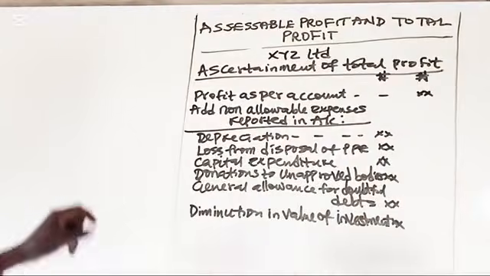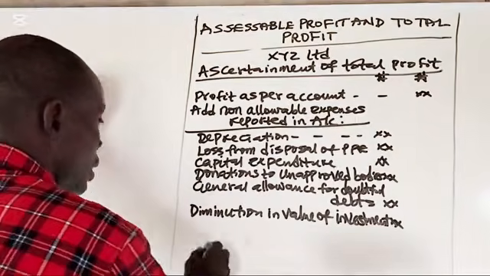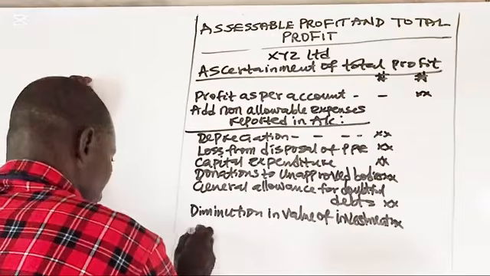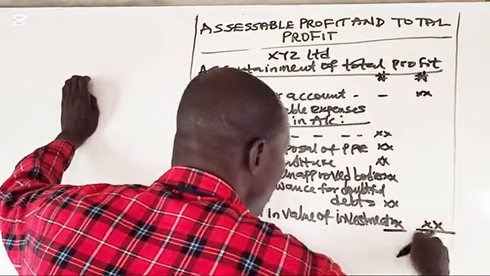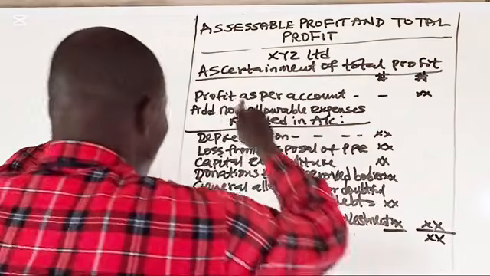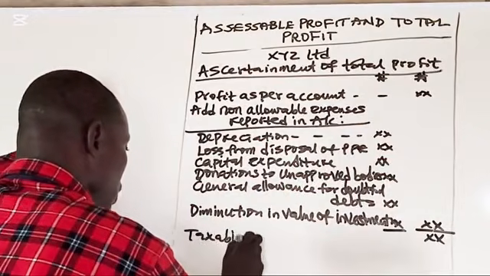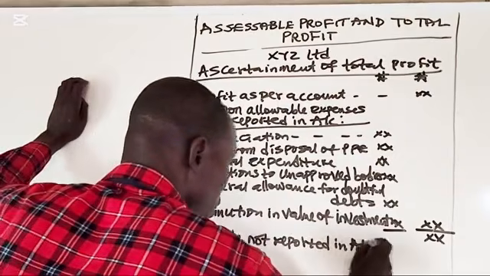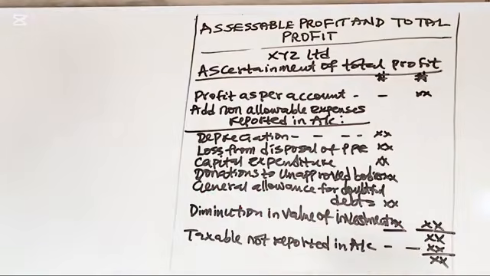Then we may also have taxable income not reported. Or let me add this one first. So you have the sum of this, you add it to what you have at the top, which is profit as per account. Then you now add taxable income not reported in account. Those incomes that are taxable, which have not formed part of the profit reported in the account.